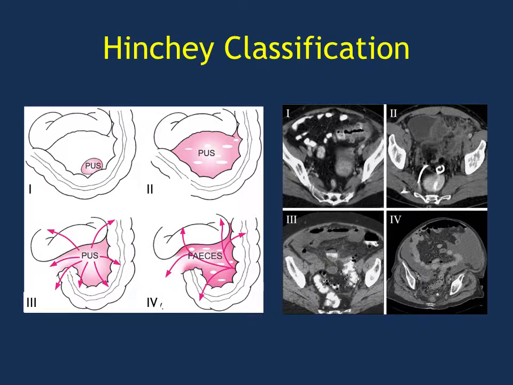Hinchey 1 and 2 are contained processes. However, starting with 3 and 4, which are pretty much interchangeable, these two classes are free perforation. One is free purulent perforation, and the other is free fecal perforation, where there's poop all over the place. But in both cases, they're diffuse. They're marked by diffuse intra-abdominal infection with systemic sepsis and diffuse peritonitis. And there's a really nice picture on the CT on the right lower quadrant with all the free fluid in both sides of the gutter and the abdomen.